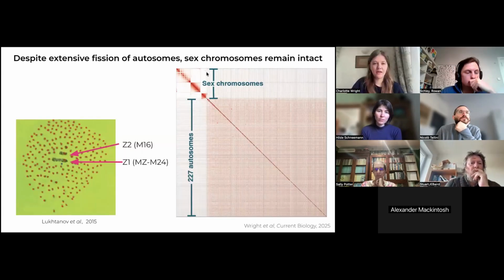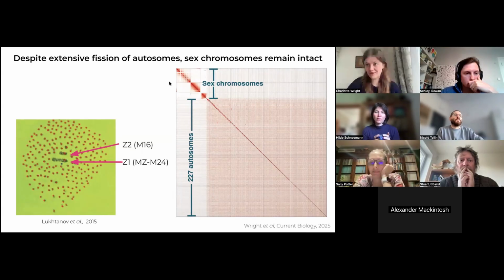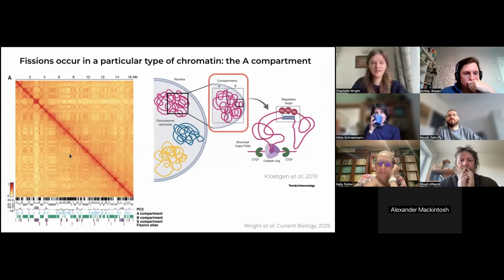And what we can also see, if you're wondering what these big things are at the top, is that these are the sex chromosomes. And so sex chromosomes may be very likely to fuse, but they do not undergo fission. And by looking at these extremes, we can see just how true this is. At the extreme amount of fission, the sex chromosomes still remain intact. And this explains this earlier cytological observation.